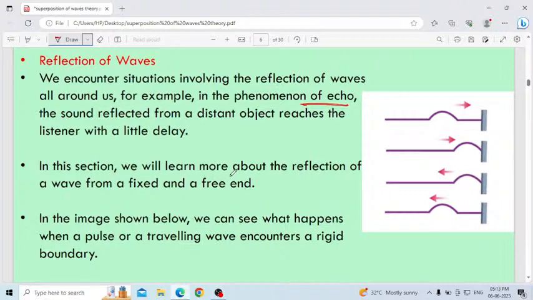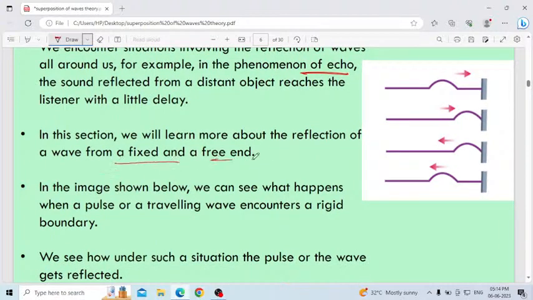In this session, we will learn more about the reflection of waves from a fixed end and also a free end. Two types of reflection of waves we will study in detail: fixed end and free end. This one is very important, carefully you have to listen. In the image shown below, we can see what happens when a traveling pulse encounters a rigid boundary. When one pulse hits the rigid object, what will happen? Consider this is the incident pulse. When it reaches the rigid object, it gets reflected in the opposite direction.